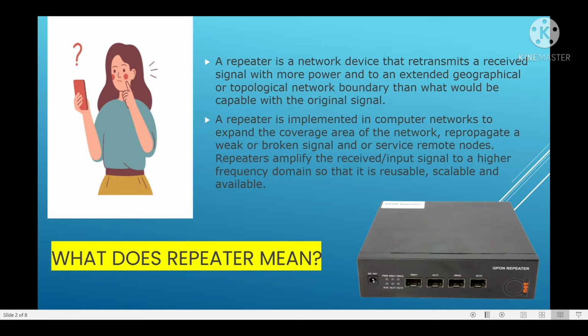Generally repeater is implemented in the computer network so that it can expand the coverage area of the network. It can repropagate a weak or a broken signal, or it can service the remote nodes. For performing these tasks, repeater will amplify the received signal or input signal to a higher frequency domain so that it can be reusable, more scalable and available.